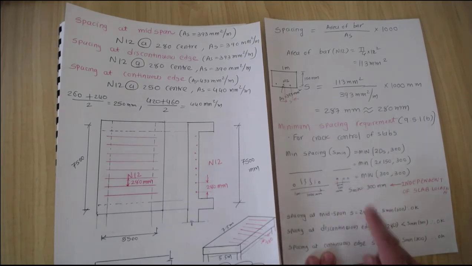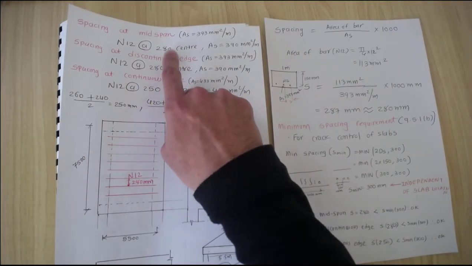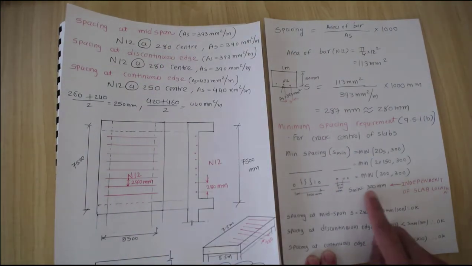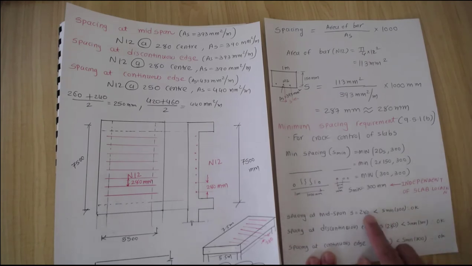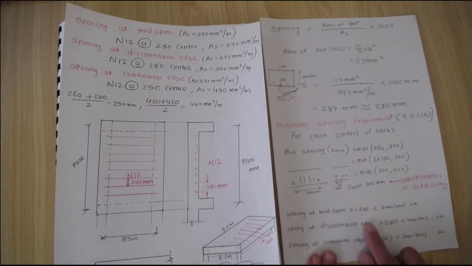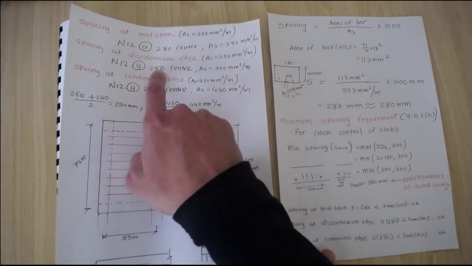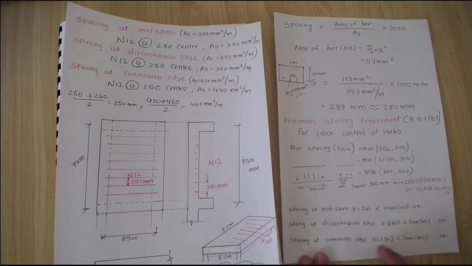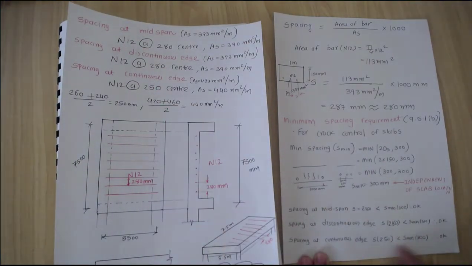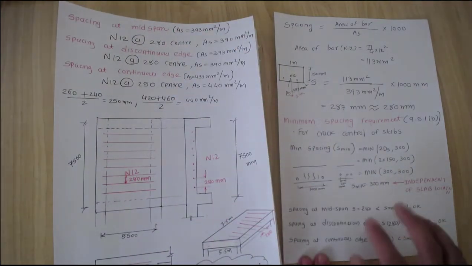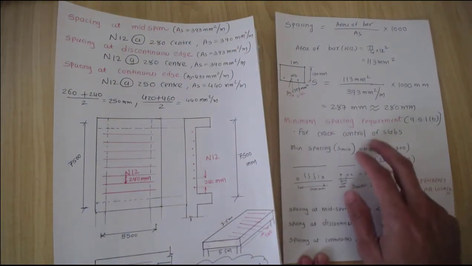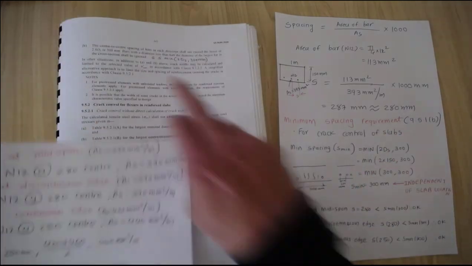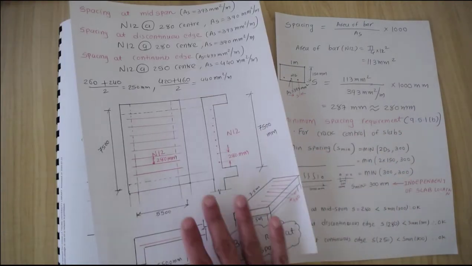In case what you calculated is greater than, let's say you calculated 350 millimeters, and it does not satisfy the requirement, then you convert your 350 millimeters into 300 millimeters. But here we satisfy, so we need to take it to 180 millimeters. Second, you have 280 millimeters at the discontinuous edge, again it is okay. For the continuous edge, 250 millimeters, we calculated 250 millimeters, that is okay. So all these three spacing requirements satisfy the minimum spacing requirement given in clause 9.5.1.b, and this is the final check for the reinforcement.